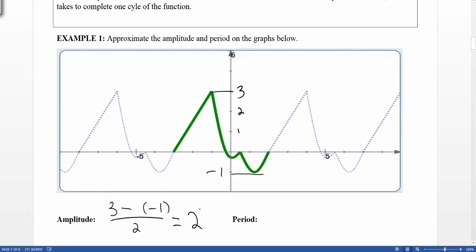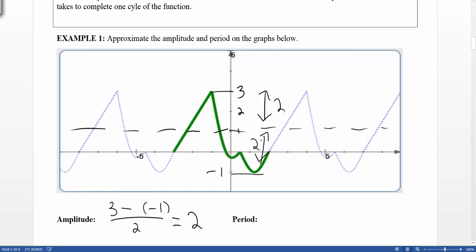So my amplitude here is 2, which means that if I were to draw a line directly through the middle of this function, which is not where the origin is, it's sort of here, I'll show you, the middle of the function, from that midline, my function varies by 2 units in both directions.